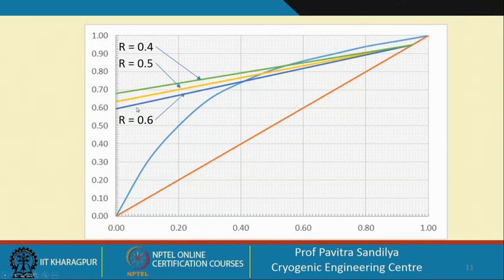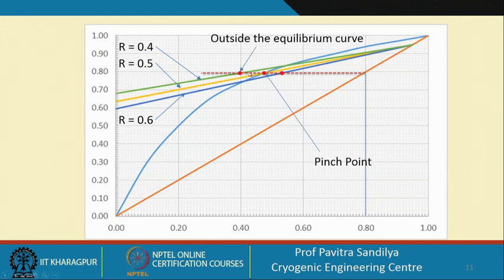And if we locate the feed line here again, what we find is that for this particular reflux ratio 0.6, this intersection is below the equilibrium curve, but when it is about 0.5 we find that this point of intersection is just on the equilibrium curve, and when we see the intersection for this 0.4, we find that this intersection is going out. Now we have to understand that this particular point where the feed line, the operating line and the equilibrium curve are intersecting is called the pinch point.